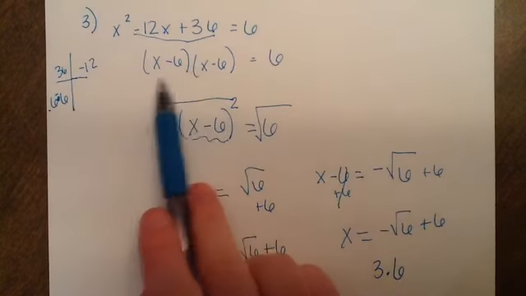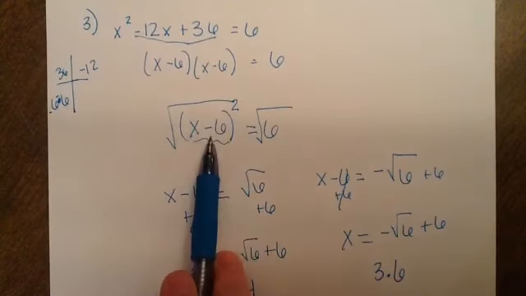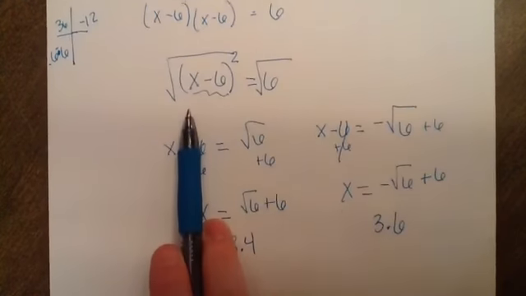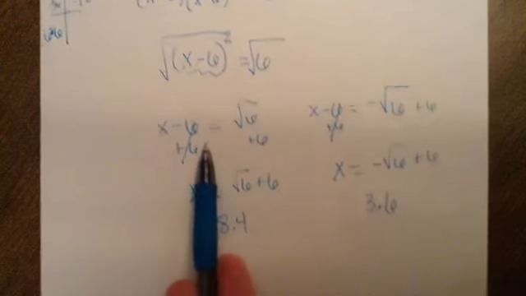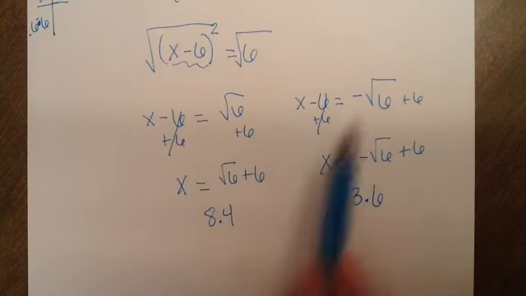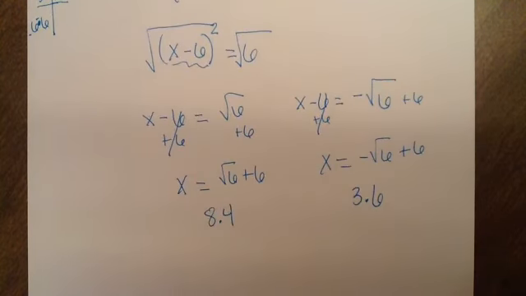Factor, so it's the same thing. Rewrite it with a squared. Take the square root of both sides. Make sure you have the positive and the negative version. Solve for x. Nice job today, mathematicians.